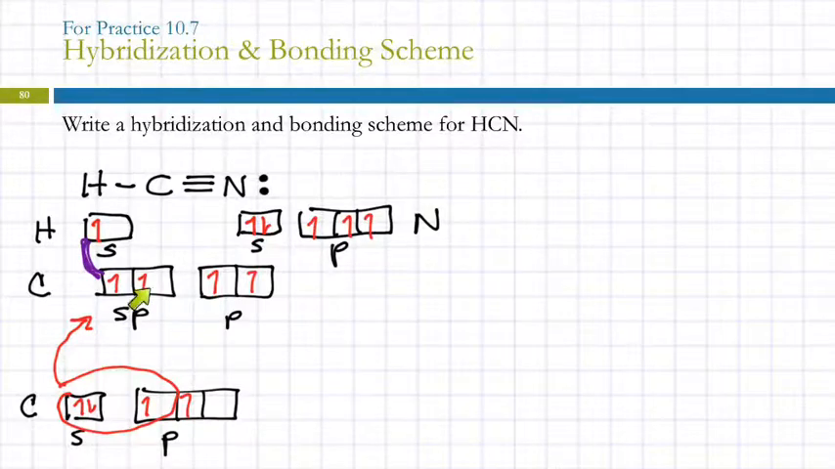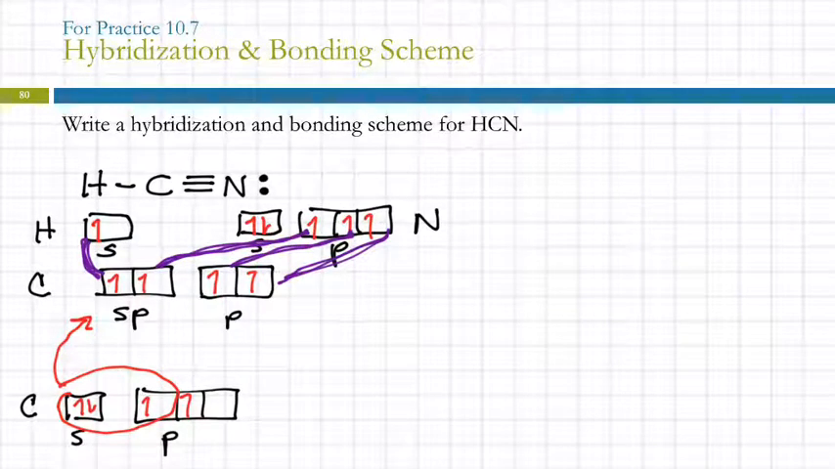This other hybrid orbital on the carbon is going to overlap with something on nitrogen. Well, it's going to have to be one of those unhybridized p orbitals. We've got a triple bond here. A triple bond is going to be 1 sigma bond and 2 pi bonds. Pi bonds are always between unhybridized p orbitals. P, pi. So those are going to overlap and these are going to overlap.